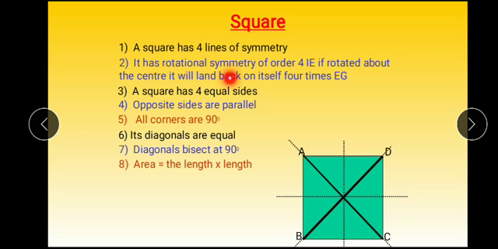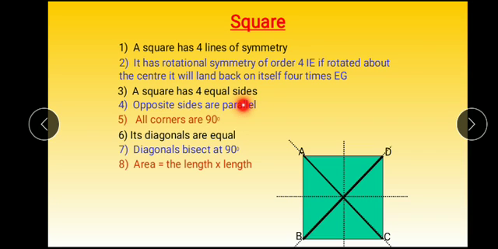It has rotational symmetry of order 4. That is, if rotated about the center, it will land back on itself 4 times. Rotational symmetry means if we rotate an object, it will look exactly the same. Now if this is a square and we rotate this point A to the point D in this manner, after rotating 4 times it will look like the same square. So we can say a square has rotational symmetry.